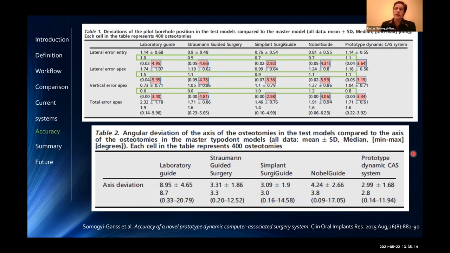So having said that, one has to trust the system. I think it's very important that we don't trust the system blindly. That mental control has to be there all the time. And this is just the angulation, the axis deviations that you can see.